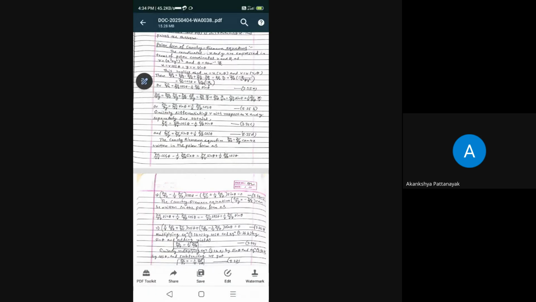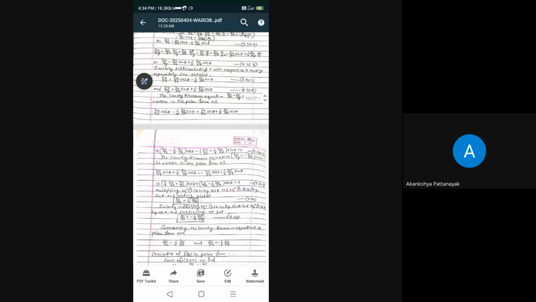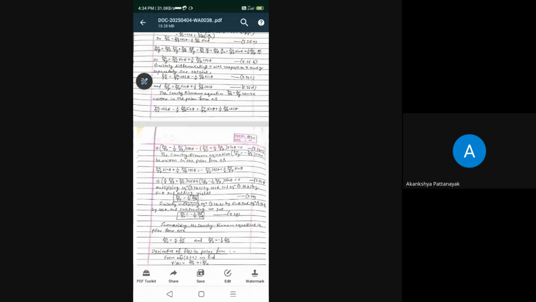Okay. So in polar form, you know there are two variables. One is theta, another is r. So your r is equal to (x square plus y square) to the power half, and theta is equal to tan inverse y by x. And your x can be represented as r cos theta and y can be represented as r sin theta. So in the polar form, you have del u by del r is equal to 1 by r del v by del theta, and del v by del r is equal to minus 1 by r del u by del theta.